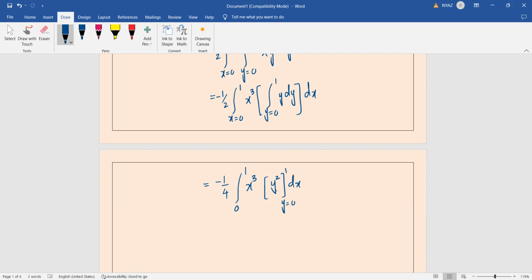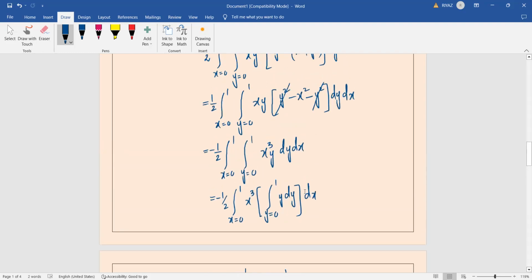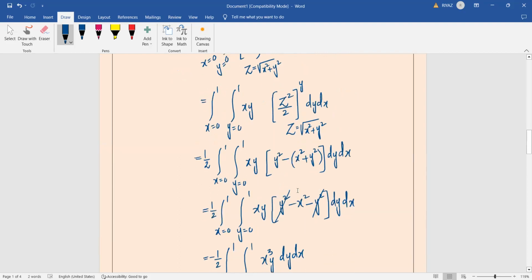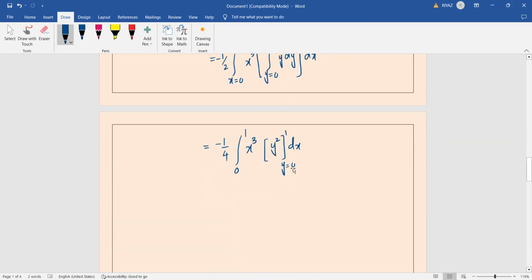Now you see, as I told you before also, if you are integrating with respect to z, after applying the limit, no more z is available. No more z term. If a z term is there, you are doing it wrong. After applying the upper limit minus lower limit, no z is available. Here also, after applying the limit, no y should be available. If it is there, you are doing it wrong.